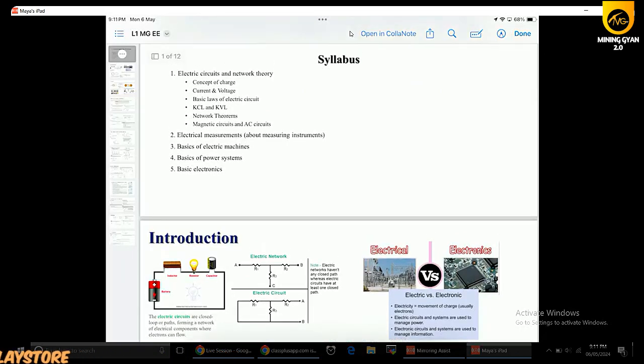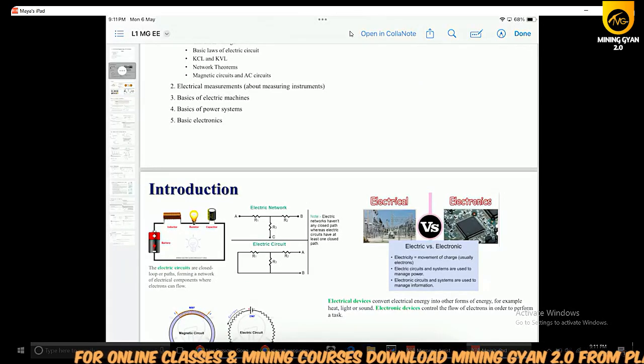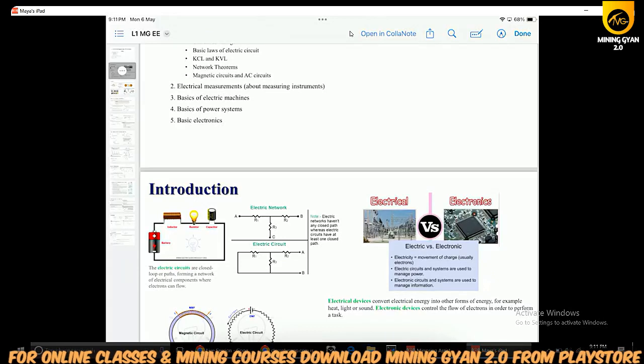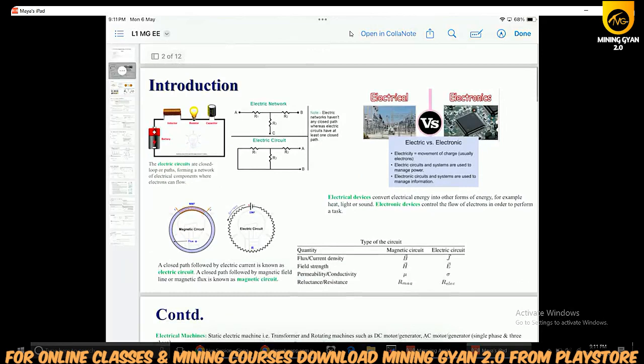Then we will understand the basic concepts of power systems: how the electricity gets generated, how it gets transmitted, and how it gets distributed. These things we will see under the section of basics of power systems. After that, in the last section, we will understand the basic concepts of electronics and how electronics is different from electrical power engineering, right? So let me give you just an introduction about these four to five sections.